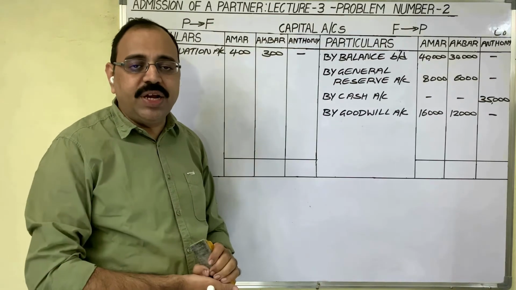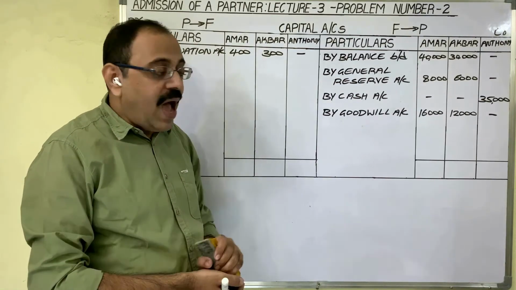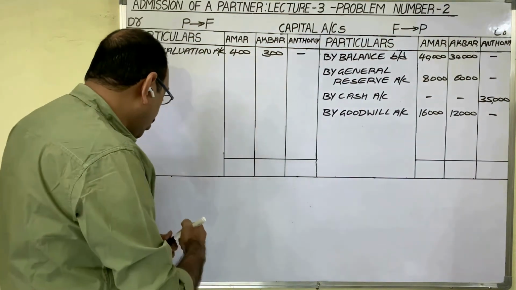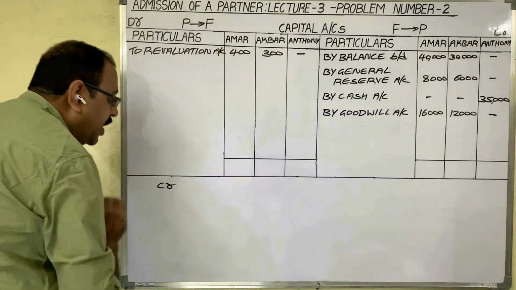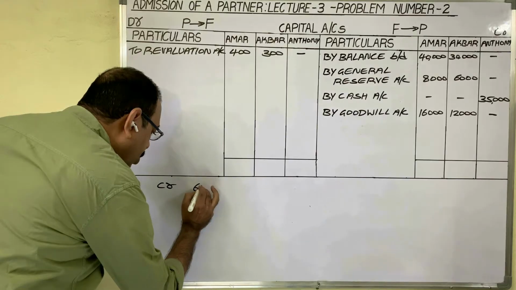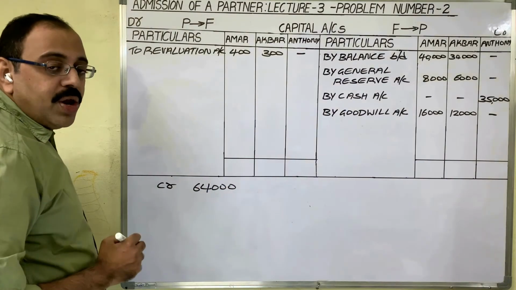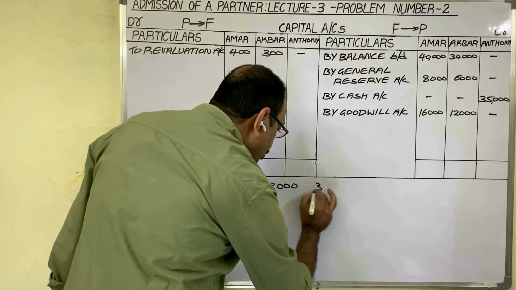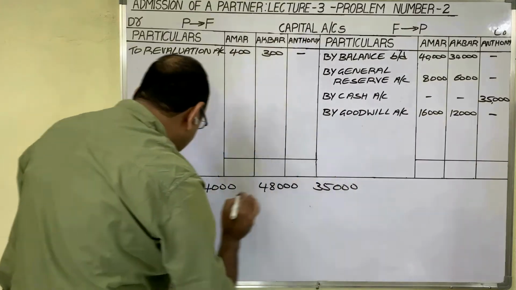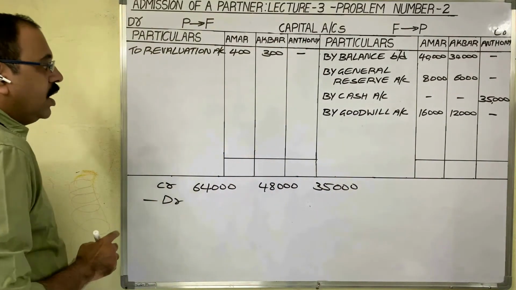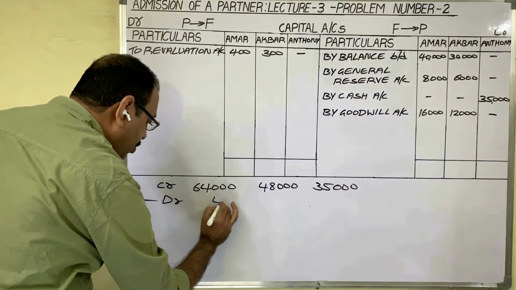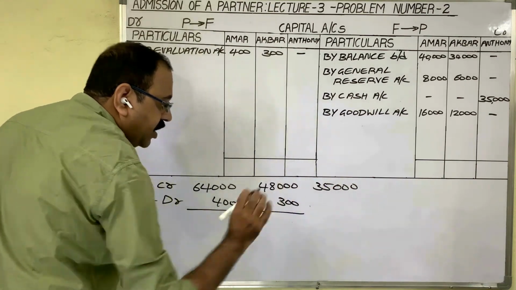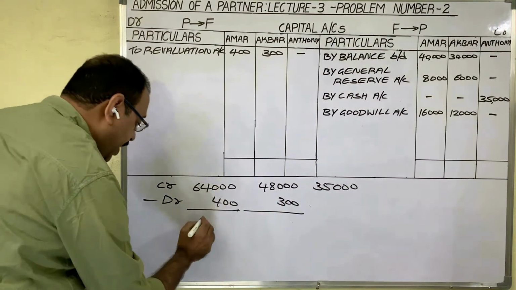Now posting is completed. Next step, balancing. As the credit side amount columns total is more than the debit side amount columns, in rough notes, credit totals first we have to find out. For Amar column, credit total is 64,000 rupees. For Akbar column, credit total is 48,000 rupees. For Anthony, credit column total is 35,000 rupees. Minus debit total. For Amar, 400 rupees. Akbar, 300 rupees. For Anthony, nothing. 64,000 minus 400.